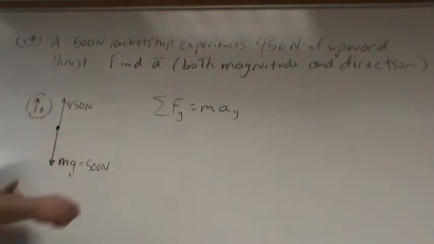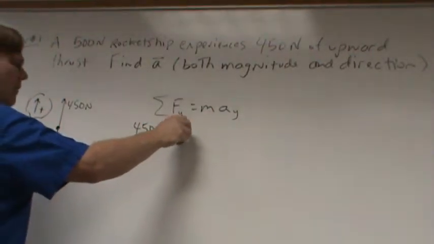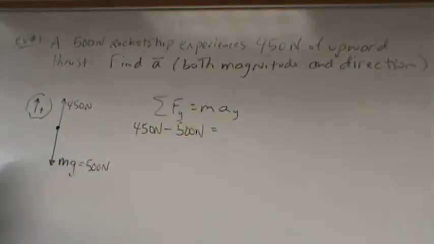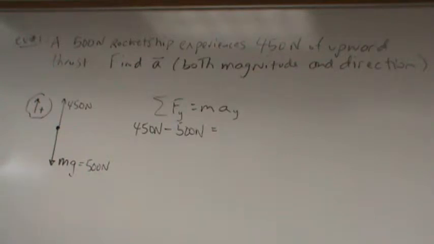So I got 450 minus 500 Newtons. By the way, why am I subtracting the 500? What is it about this force vector that makes me want to subtract it? Yeah, it's pointing down, and up is positive, so anything pointing down gets to be negative in my equation.